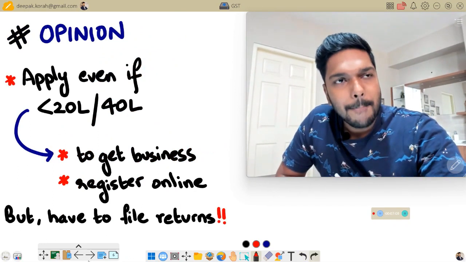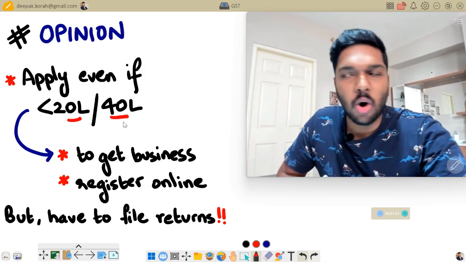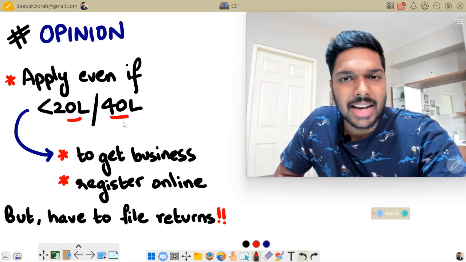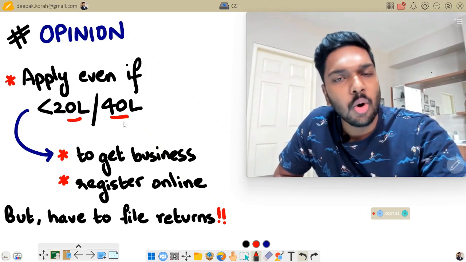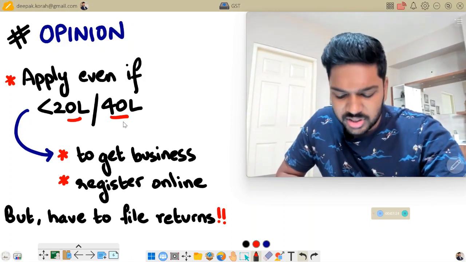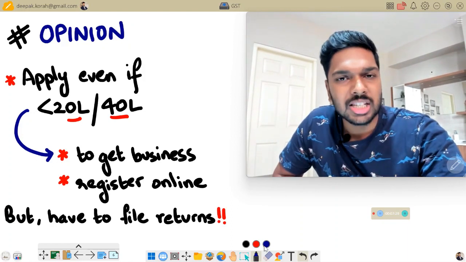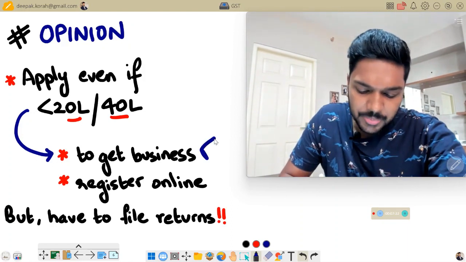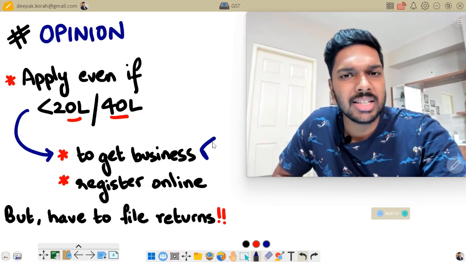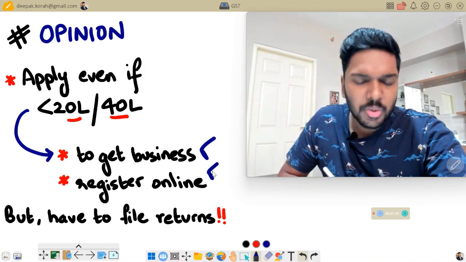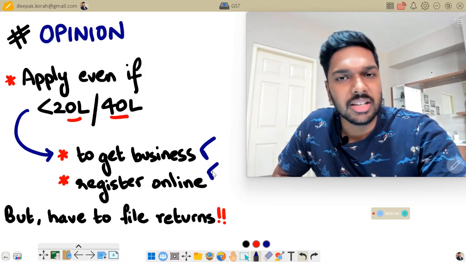Well, in my opinion, even if your turnover is not hitting the 20 lakh or 40 lakh limit in a year, or you are not falling under those categories where you have to obtain a compulsory GST registration, the advice would be to still go for a voluntary GST registration, because these days, getting business from your vendor or your customer without a GST registration has become difficult. Even to register online and apply for online tenders, the major question asked is, do you have a GST registration? So it is always recommended that you obtain a voluntary GST registration.